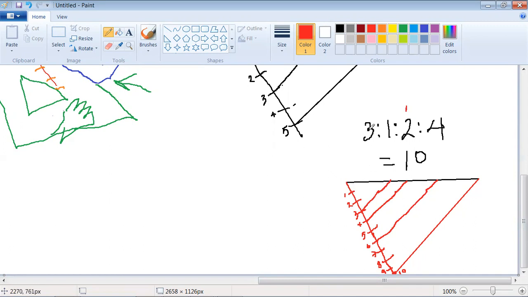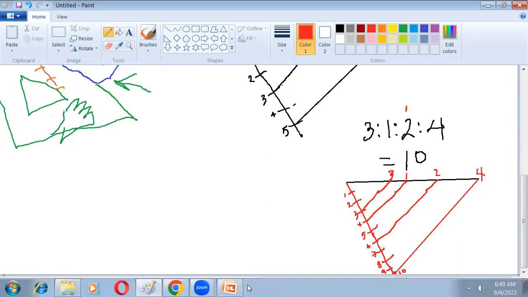When you're done, just place the value of the ratio on top of the horizontal line at the indicating point. We set here 3 spaces because we have 1, 2, 3. 1 space because we have 1, 2, 1, 2. We place 2 here. And then 4, we say 1, 2, 3, 4. This is 4. That is a line divided in ratio of 3, 1, 2, 4.